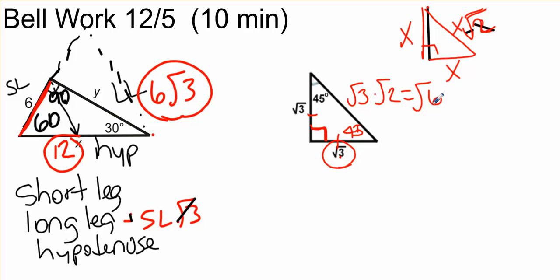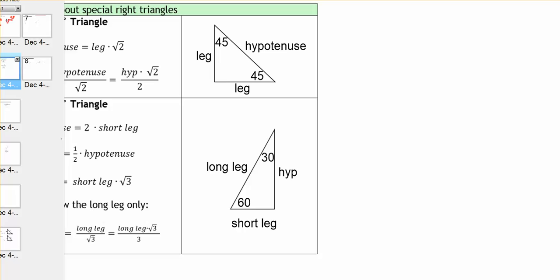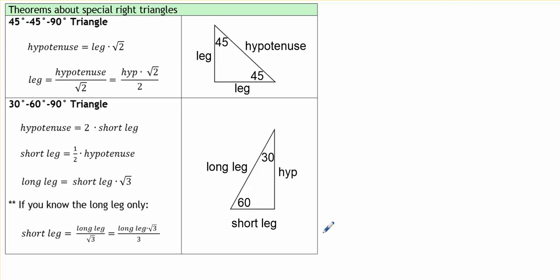So that question is square root of 6 for the length of the hypotenuse. All right, let's go ahead and move on to our next slide, and I have created for you here a little summary chart, and I'm going to ask the substitute to pause the video here and give you just a minute to process the information that you're looking at.